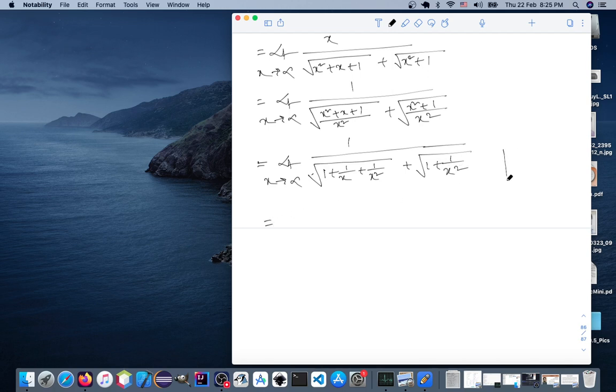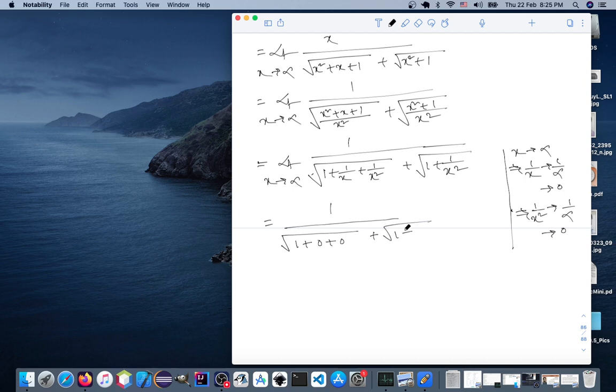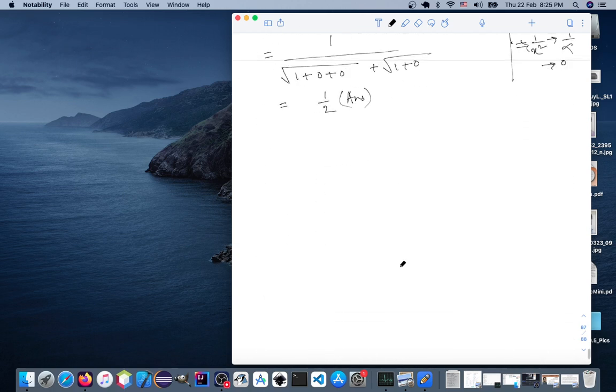Now x tending to infinity implies 1 by x tending to 1 by infinity tends to 0. Similarly, 1 by x square tending to 1 by infinity tends to 0. So we get the answer as 1 by 1 plus 0 plus 0 plus root over 1 plus 0. This is 1 by 2. 1 by 2 is the answer. Okay. So let's see the next problem.